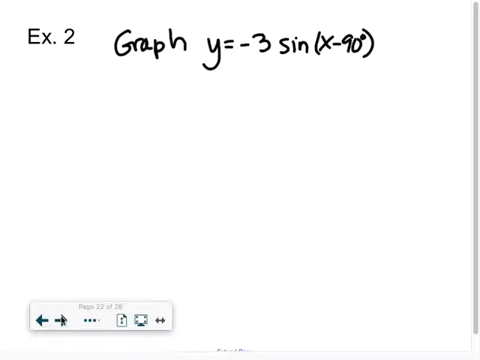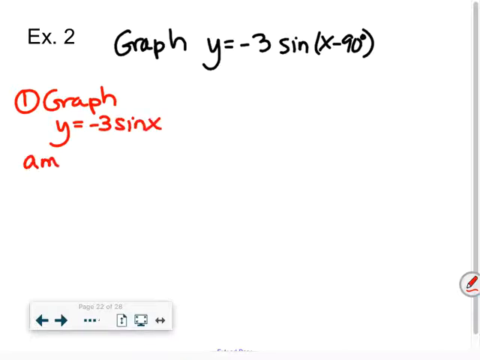All right, so example 2. We want to graph y equals -3 sine the quantity x minus 90. Step 1. You want to graph y equals -3 sine x. My amplitude is not a -3. Amplitude is the absolute value of A. The period length is 360. Does everybody understand amplitude is absolute value of A? Period is 360 divided by the B value. B is what's in front of X.